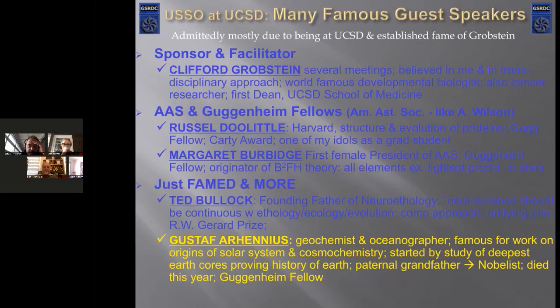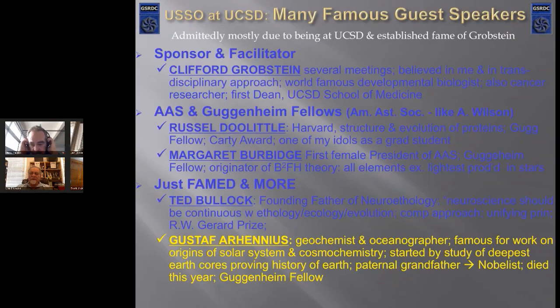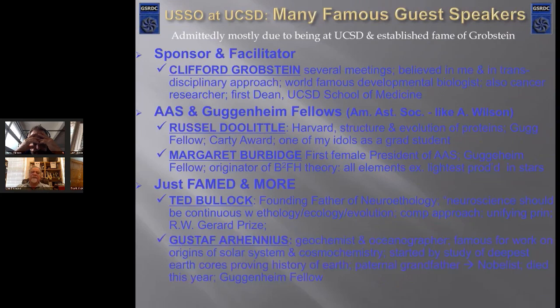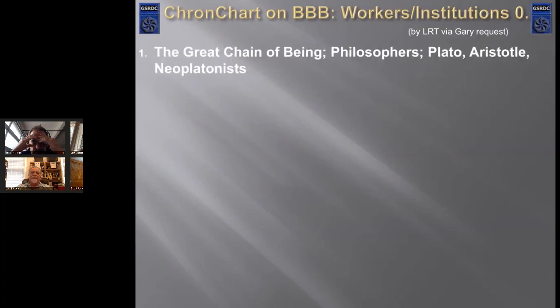I'll mention just one more. Gustav Arrhenius was famous as a geochemist and oceanographer. He worked on the origins of the solar system and cosmochemistry, which is now an accepted word, but in those days was an interdisciplinary field. He started his work by studying the deepest earth cores, proving the history of the earth. His paternal grandfather was a Nobelist. He died just this year, and he was a Guggenheim Fellow. So this was an incredibly important series, and I wish I had written the book on it.